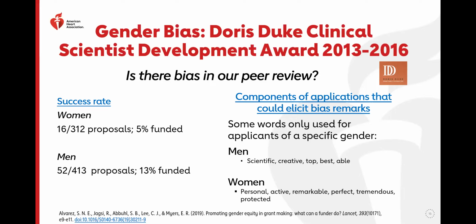Staff at the Doris Duke Charitable Foundation became concerned about gender disparities in competitions for their Clinical Scientist Development Award. This would be the equivalent of the AHA Career Development Award. They noted that between 2013 and 2016, over 4 rounds of competition, women only attained 5% of awards, whereas men attained 13% of awards. Additionally, they noted that there were specific components of applications that could elicit biased remarks. Specifically, some words when used in proposals submitted by men included scientific, creative, top, best, and able. Some words assigned to women included personal, active, remarkable, perfect, tremendous, and protected.